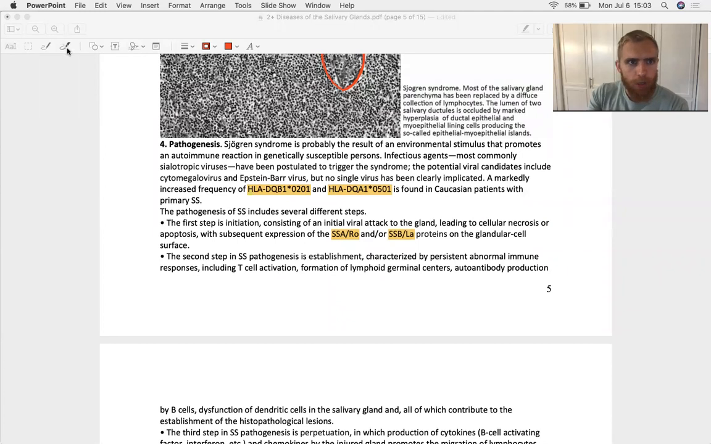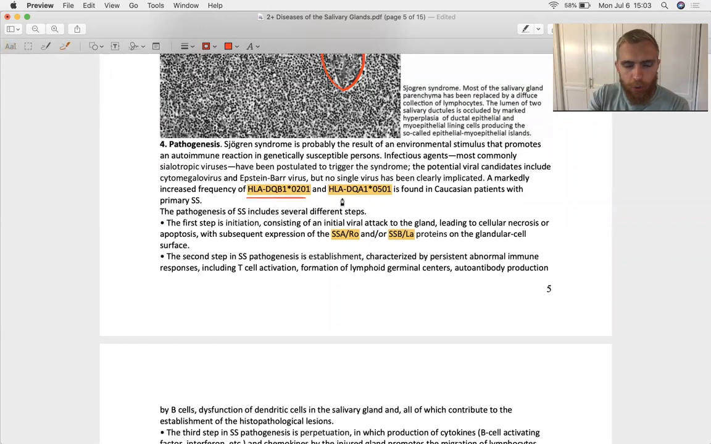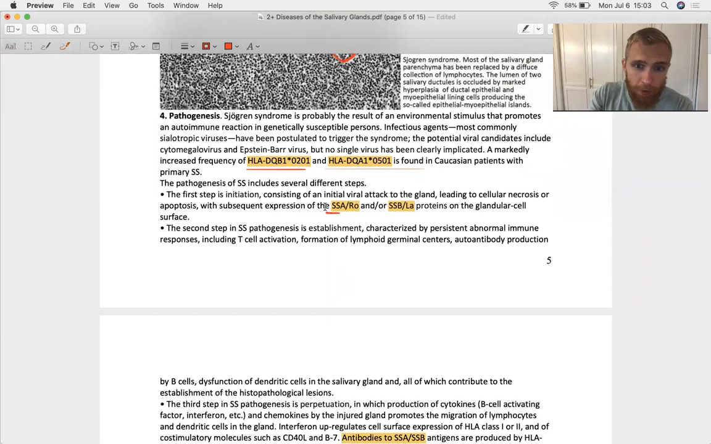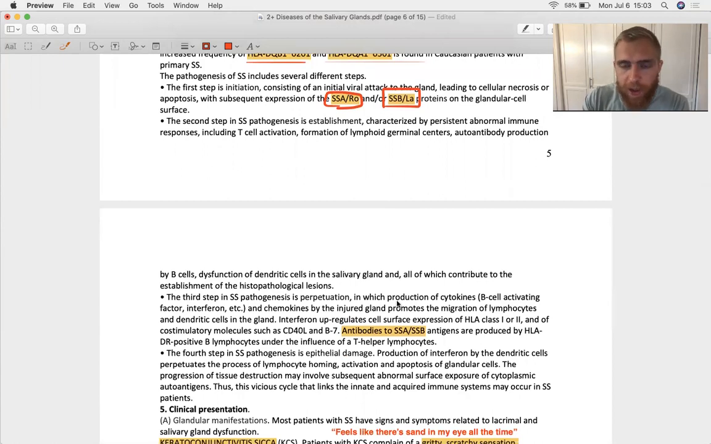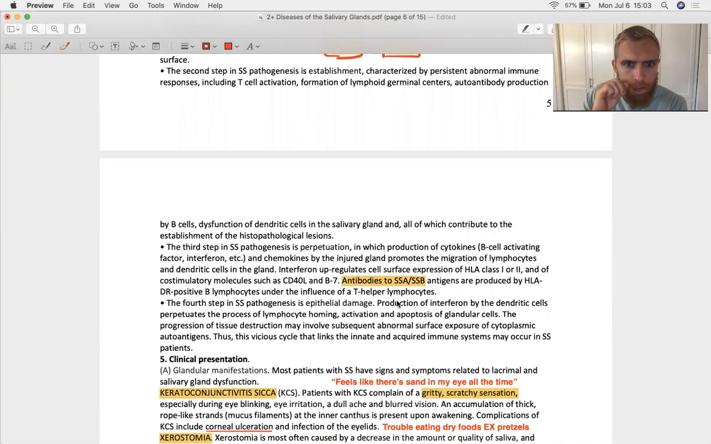A couple of HLA correlations to know: DR3, A1 and B1. And then these are very important here, SSA and SSB antibodies, specifically anti-Ro and anti-La. We've slightly seen that before. They're called SSA and SSB because that's Sjögren Syndrome A, Sjögren Syndrome B. This is the disease in which we characterized these antibodies for the first time.